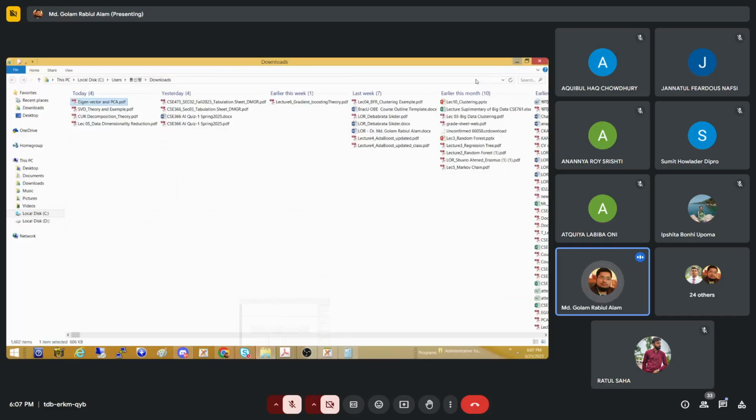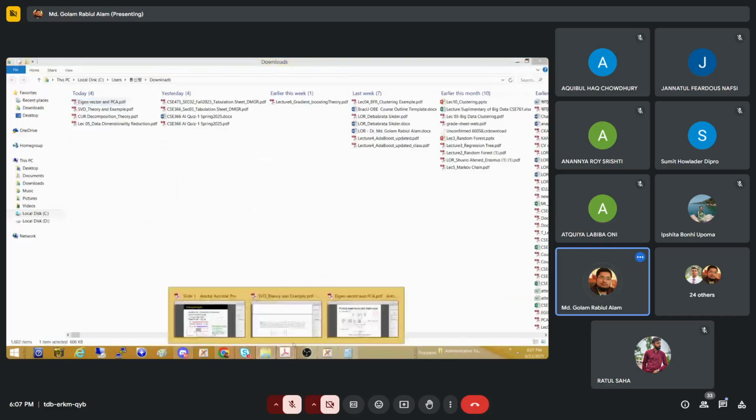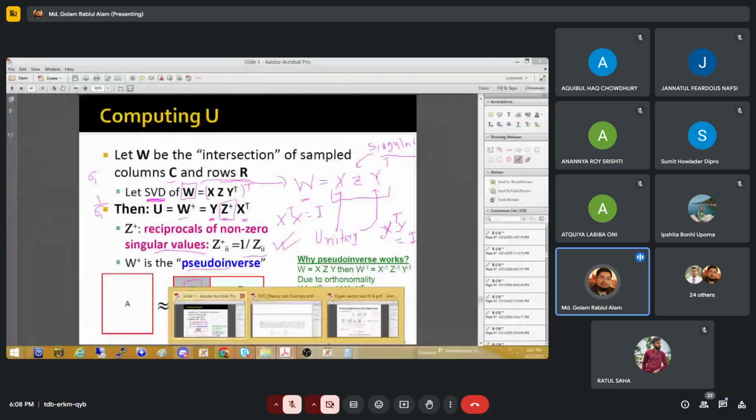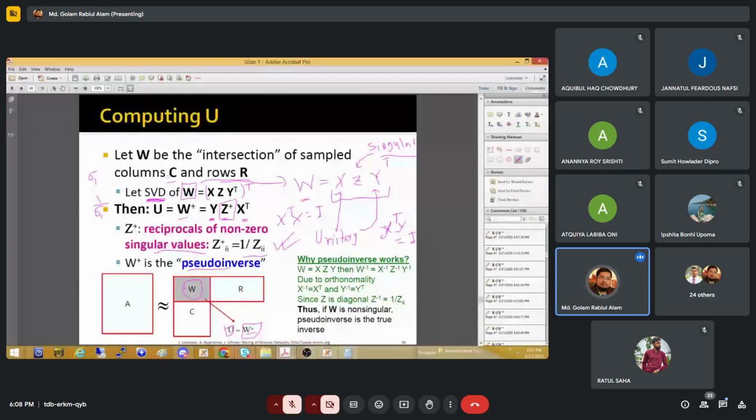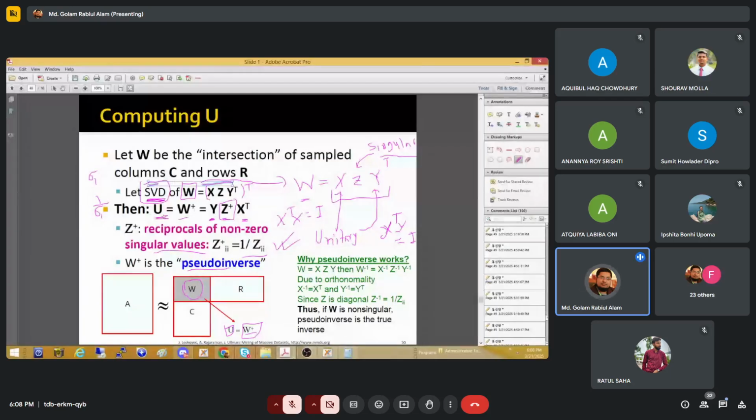And this SVD is used in our CUR decomposition algorithm, the same SVD to find out the U. I think that's all in our big data decomposition and dimension reduction methods.